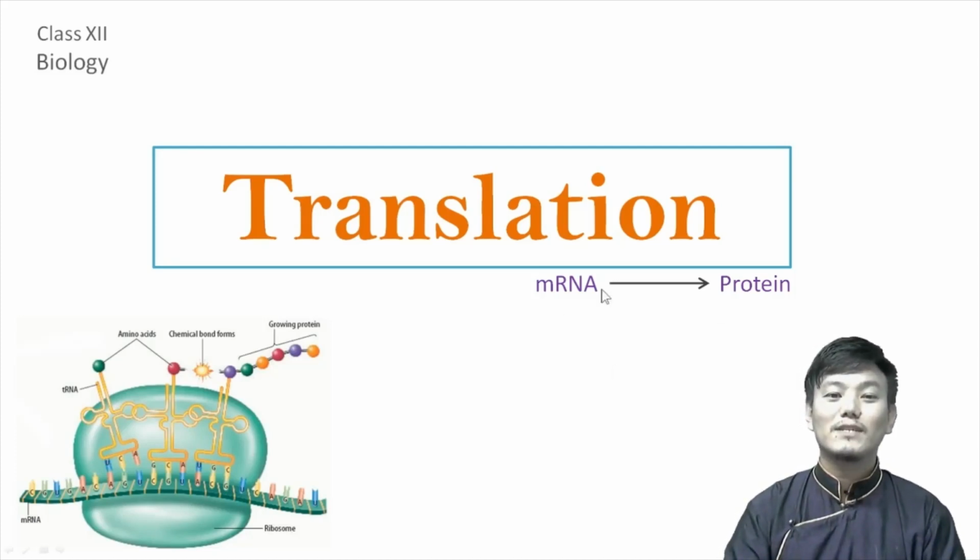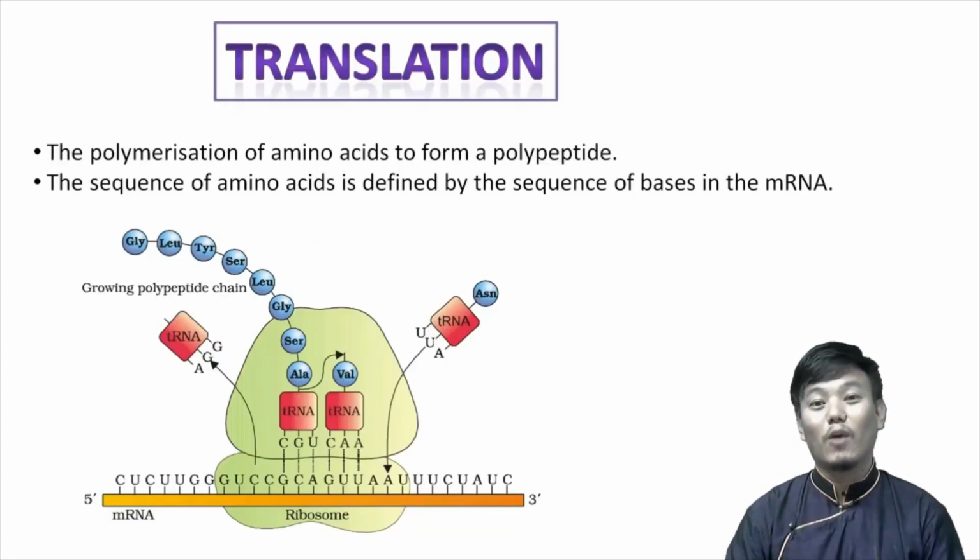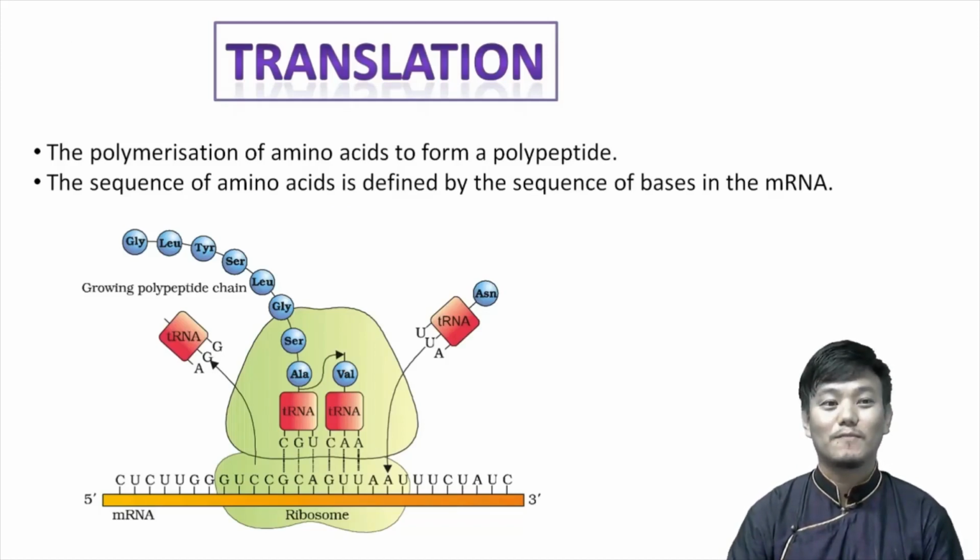So we will see the details about how this mRNA gets converted into protein, how protein is synthesized based upon the information present on mRNA. Okay, so that particular process is called translation. The polymerization of amino acids to form a polypeptide is called translation. That's the simple definition of the translation process.